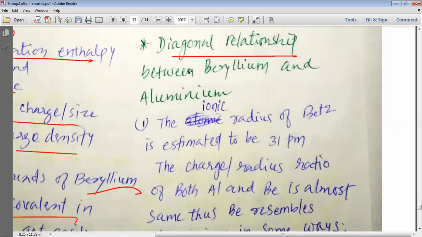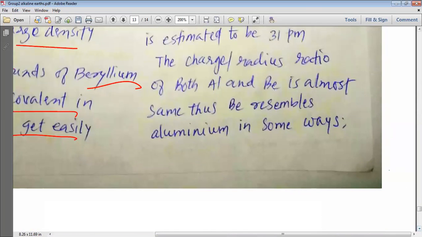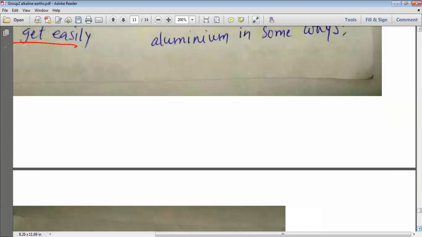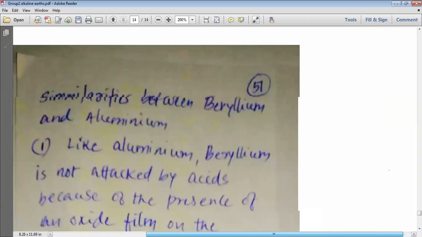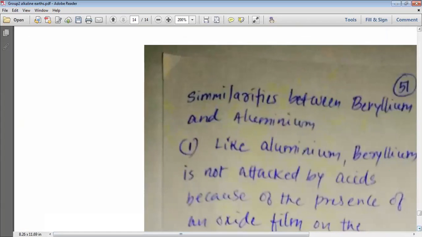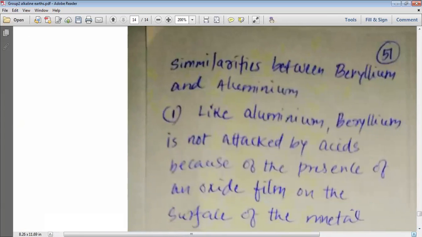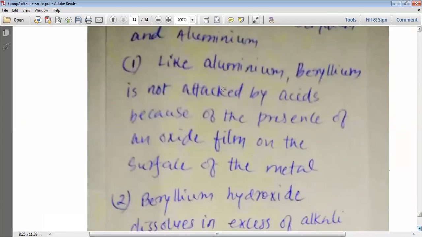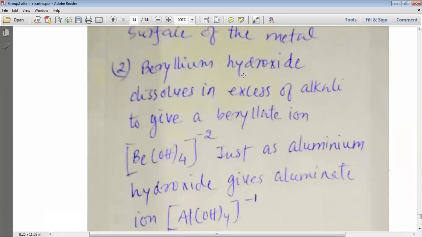Now, my dear students, we want to understand the diagonal relationship between beryllium and aluminium. The ionic radius of Be2+ and the charge to radius ratio of both aluminium and beryllium resemble each other, and that is why both aluminium and beryllium show similarity in their characteristics. Let us see what are the various similarities that we can see. Number one, like aluminium, beryllium is not attacked by acid because of the presence of the oxide layer on it. Second one, beryllium hydroxide dissolves in excess of alkali to give beryllate ions.